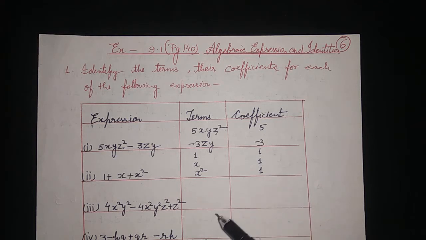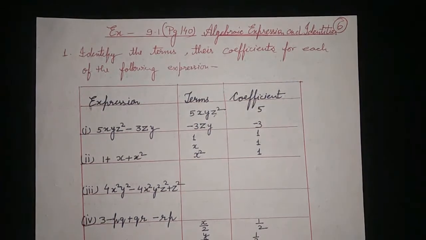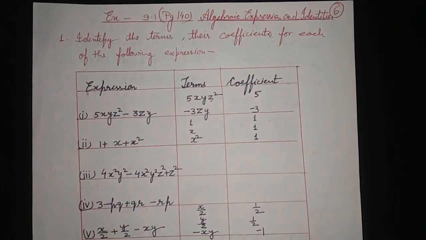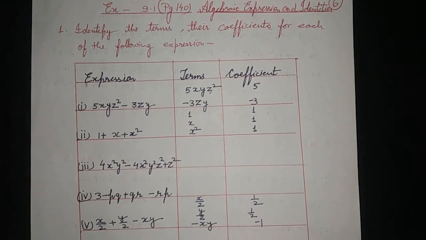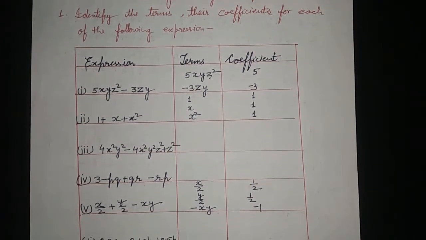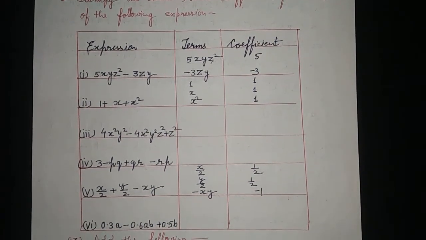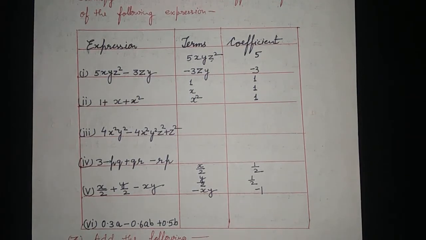Now students, the third and fourth parts you have to solve yourself. For these two parts you will write the terms of the expression and their coefficients. Now see the fifth part of the question. The fifth part is x upon 2 plus y upon 2 minus xy.